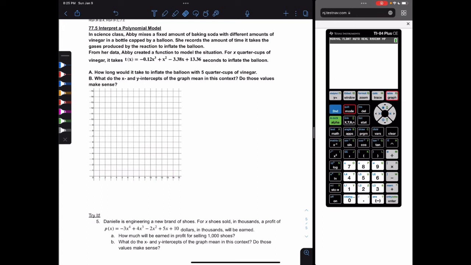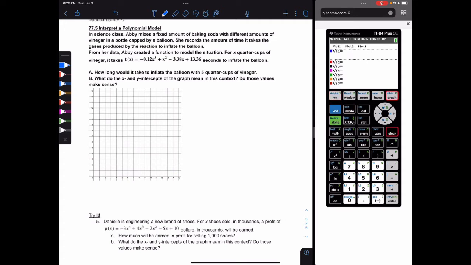For x quarter cups of vinegar, it takes t of x equals, and then we have our function, seconds to inflate the balloon. So the x value is the quarter cups of vinegar, and the y value is going to be the seconds that it takes to inflate. So in part A, how long would it take to inflate the balloon with 5 quarter cups of vinegar? So we're going to graph this. We're definitely not doing this by hand. We're going to use the graphing calculator.